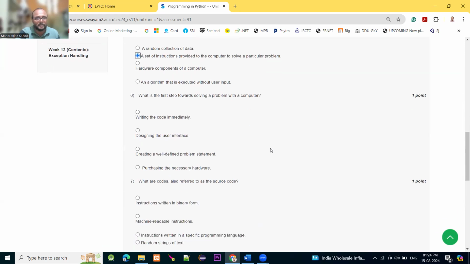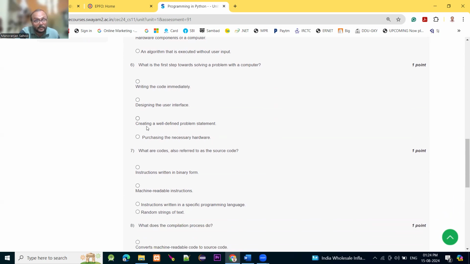Moving to question number 7, what is the first step towards solving a problem with a computer? Writing the code immediately? No. Designing the user interface? No. The third one, creating a well-defined problem statement.